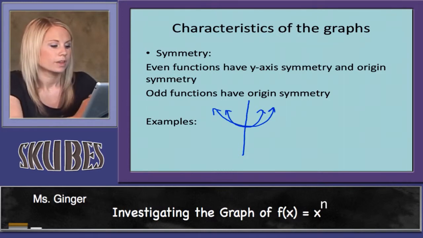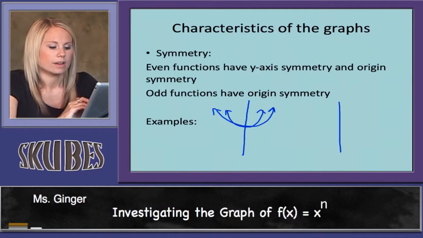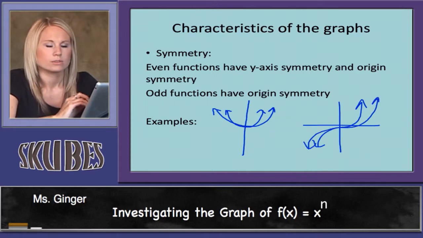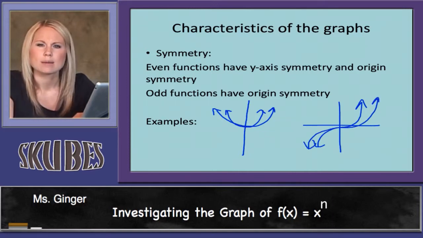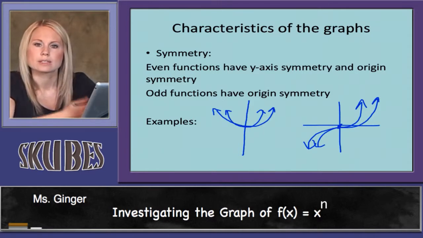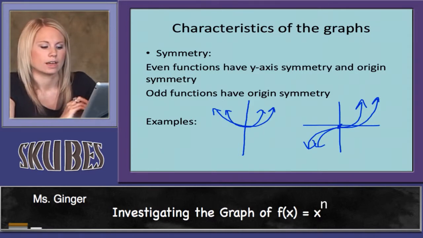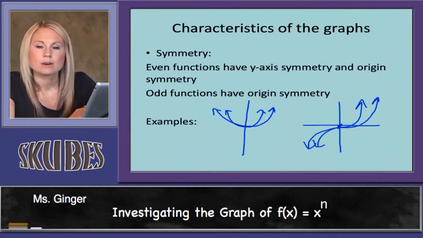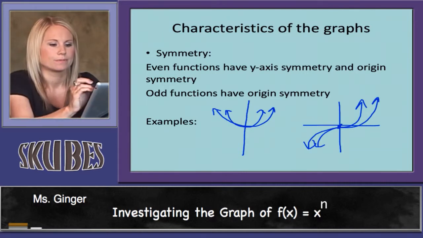Whereas the odd graphs that we took a look at are sort of nice and even, but they aren't the same on the left as they are on the right. Their point of symmetry is just that middle origin point. You'd have to reflect them a couple times to get them to overlap themselves on the other side. So they are symmetrical, but not around the y-axis, just the origin.